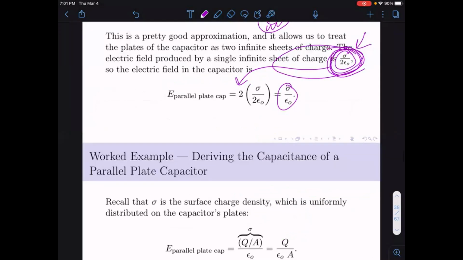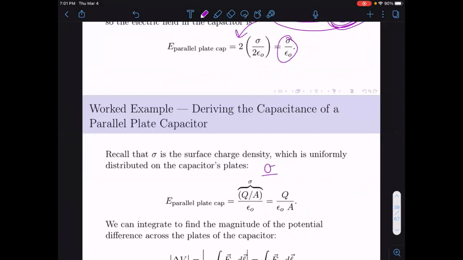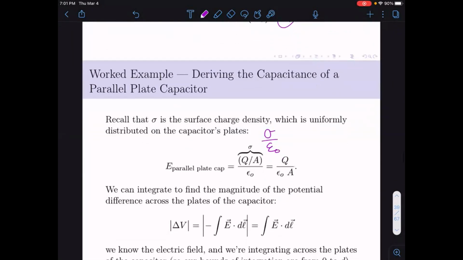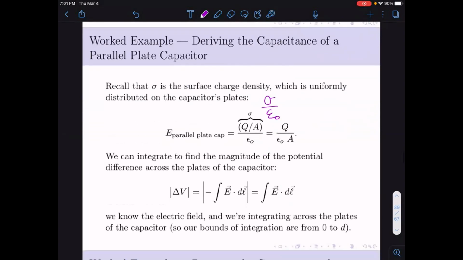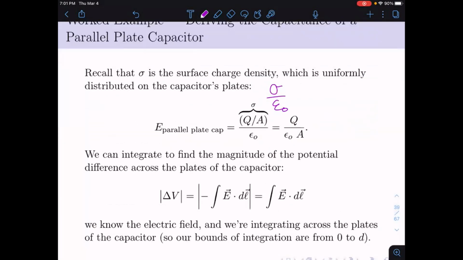So remember we had sigma over epsilon naught from the last slide. Now we're going to pick apart what sigma is. I would be surprised if all of you remembered, but sigma from unit 1 is a two-dimensional charge density. It's the charge density of a two-dimensional object, in this case our infinite sheet. That's going to be our charge per unit area, again because it's two-dimensional. So we'll rearrange that to get Q over epsilon naught A.